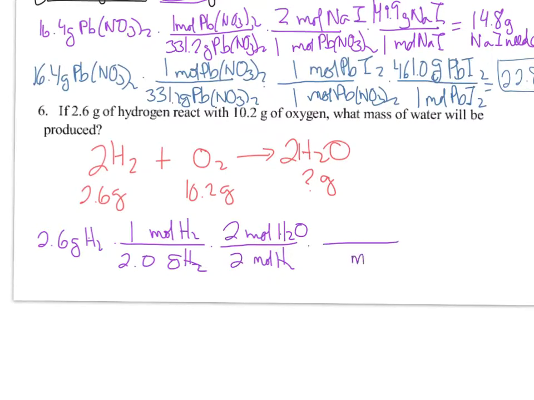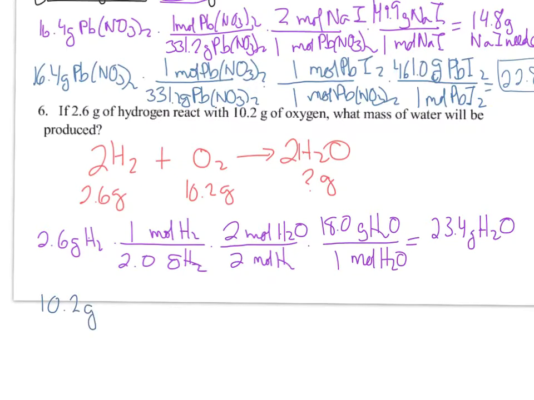Then finally, moles of H2O to grams of H2O. Hopefully you remember the molar mass of water by now because you've used it so much. 18.0 grams. If you do that, you get 23.4 grams of H2O that are produced if you use your hydrogen. Let's try the oxygen. We're going to start now with the oxygen, 10.2 grams of O2. We're going to do the same thing, solve for H2O, and see which one gives us the lower number.